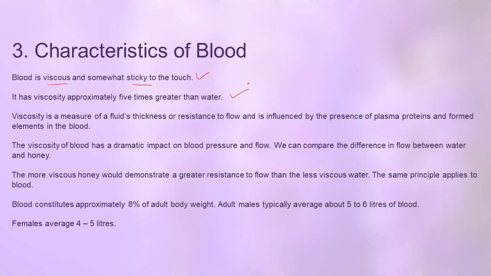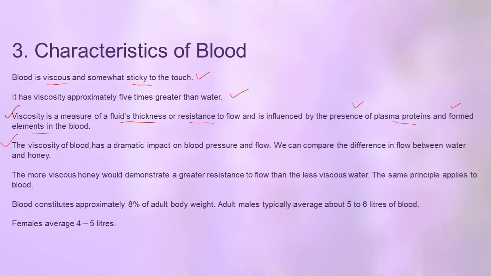Viscosity gives resistance to the blood inside the blood vessels. If we allow the flow of water and honey at a time, the flow of water is more than honey because honey is more viscous. We can compare blood with honey, this analogy. Viscosity is a measure of a fluid's thickness or resistance to flow and is influenced by the presence of plasma proteins and formed elements. This viscosity depends on the different kinds of plasma proteins and RBC, WBC, platelets combined.